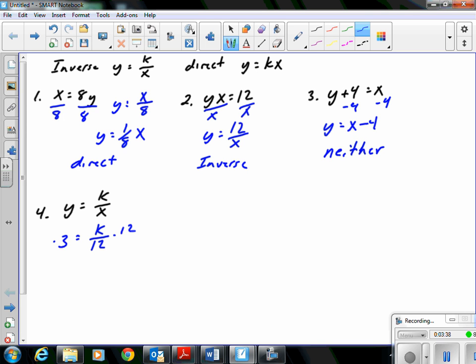and multiply by 12 on both sides and find out that our k value should be 36. So if our k value is 36 when x equals 12, now we can plug that into an equation of the form of y equals 36 over x. And we want to know what the y value is when x equals 4. So when x equals 4, that gives me y equals 36 over 4, which is going to be 9.